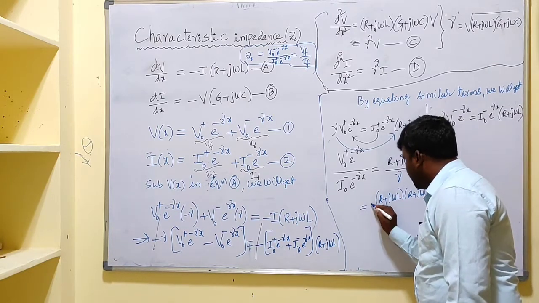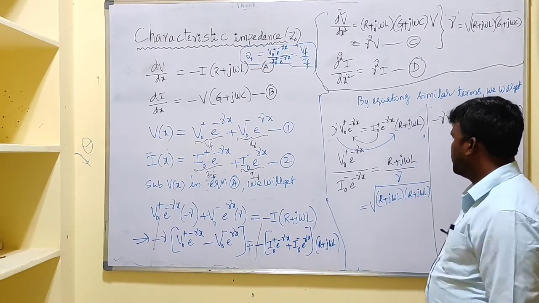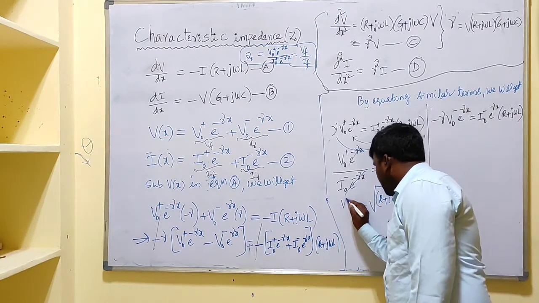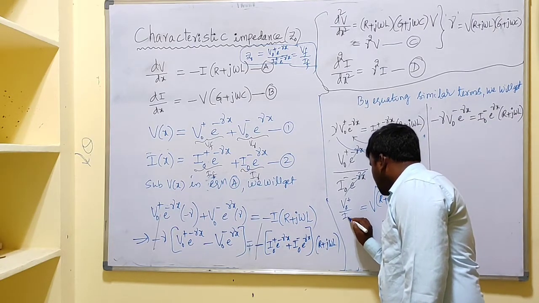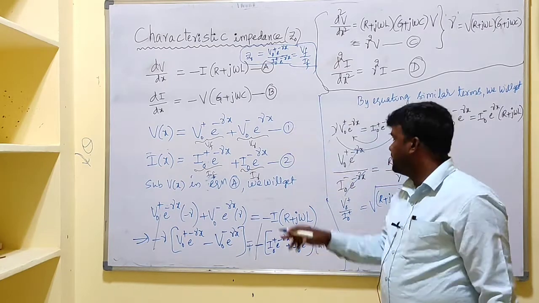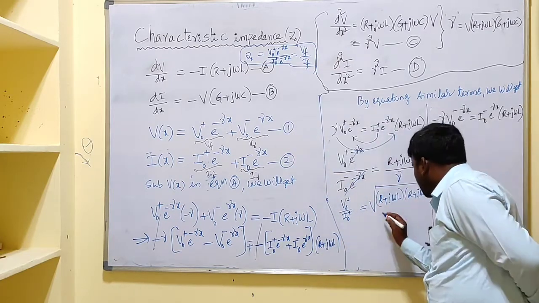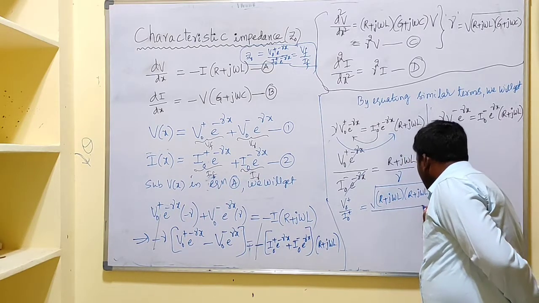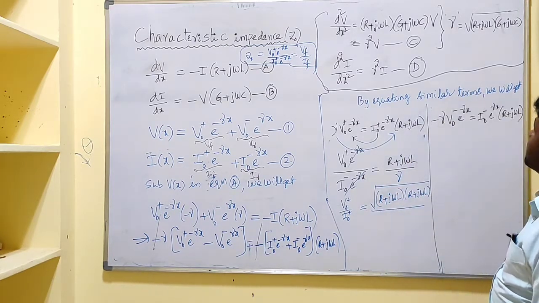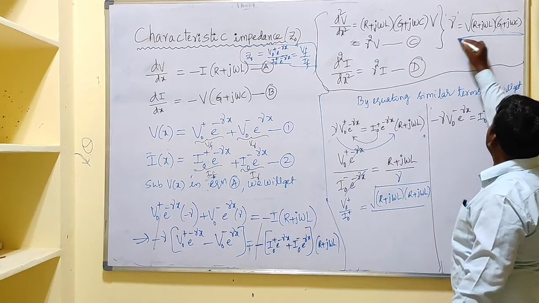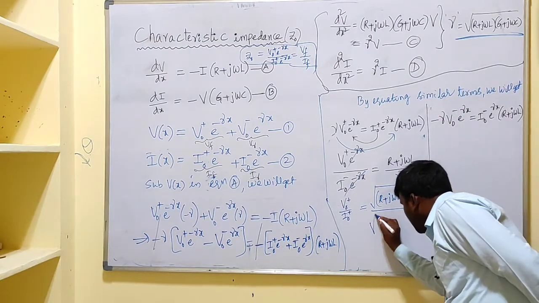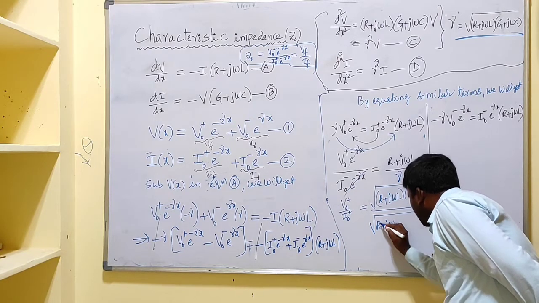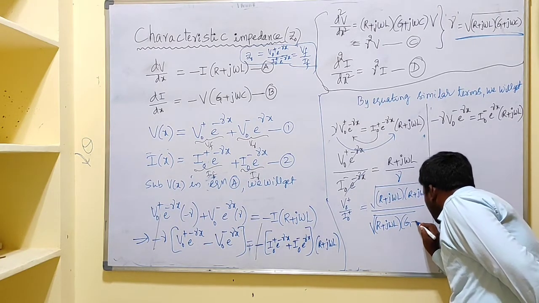Root of, okay, this e to the power minus gamma x, e to the power minus gamma x cancelled out, that equal to what? V naught plus by I naught plus. So that is Z naught is taken as V naught plus by I naught plus, and gamma, what is the expression for gamma? Gamma is under root r plus j omega L into g plus j omega c.